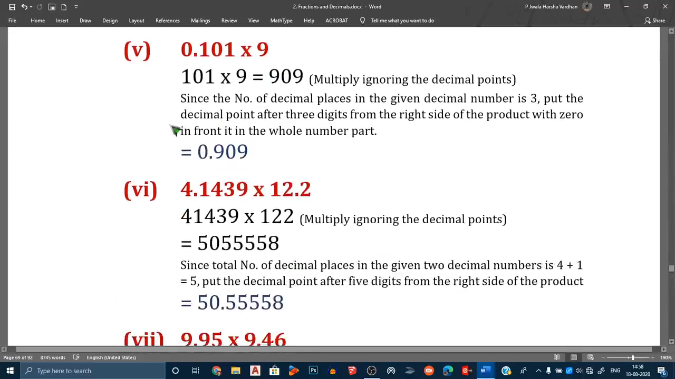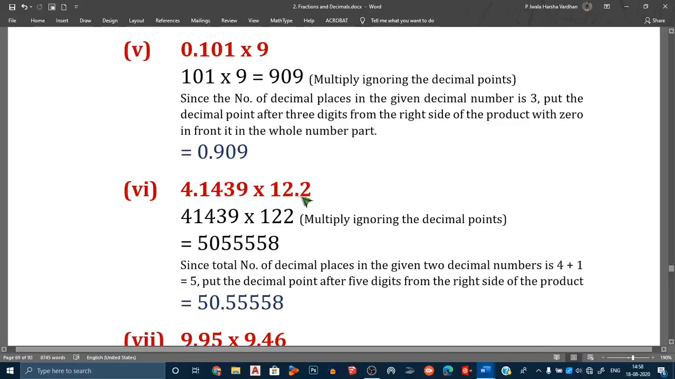Okay, next, 4.1439 into 12.2. So here also omit the decimal points, multiply. After multiplication, you will get this much of product. Count the number of digits: 1, 2, 3, 4. Here 1, 5. 4 plus 1, 5. So leave 5 digits and put a point here. Okay, leave 5 digits and put a point.